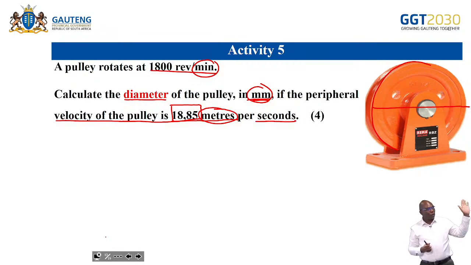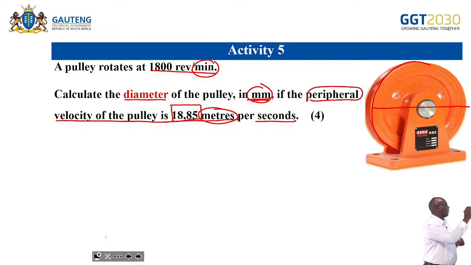Because the peripheral velocity is given, you must now understand that you must write down the formula that has to do with peripheral velocity or circumferential velocity. And then from there you calculate the diameter of that pulley. So I want you to quickly do that and give me the answer in millimeters as per the question there.